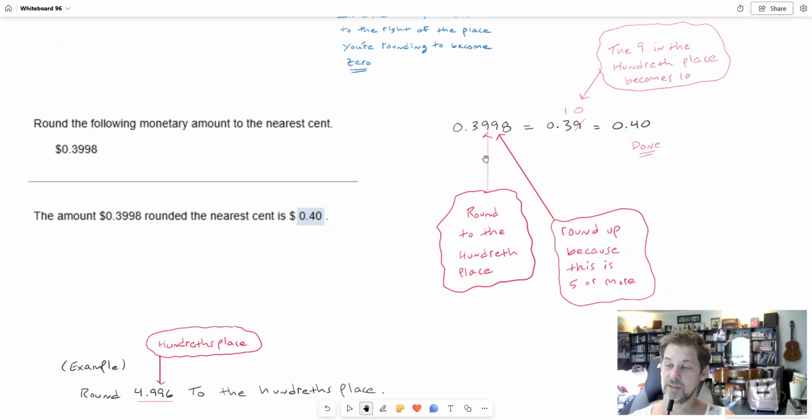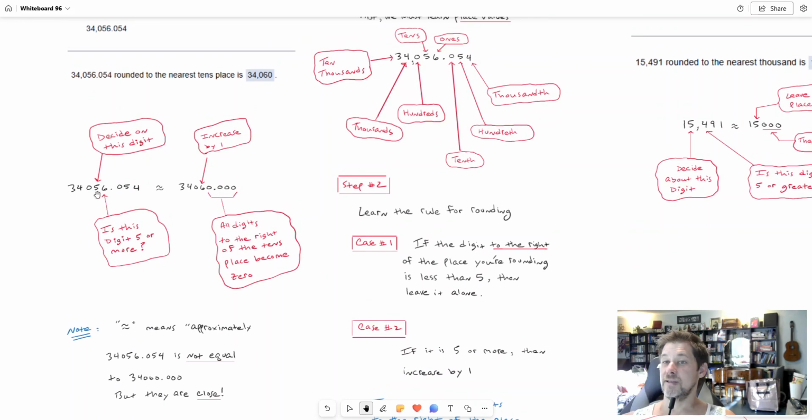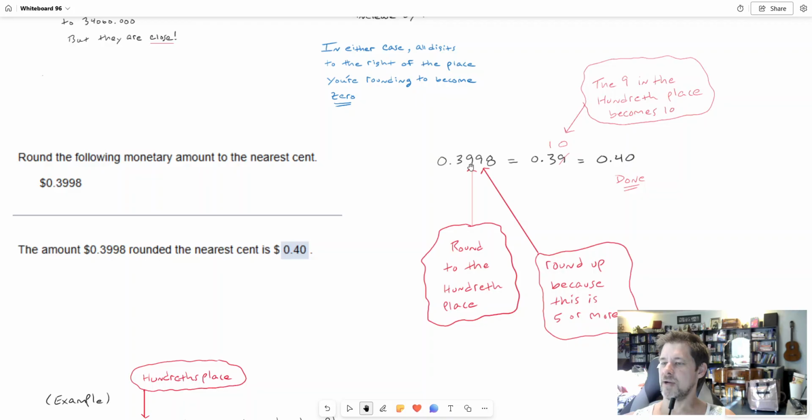Now, how did we decide that we would do that? I'll decide what I do with the 100th place based on the digit just to the right. If that digit just to the right is 5 or more, I increase the digit in the 100th place by 1. But what's different about this problem? Can you see that? Here, if I increase the digit in the tens place by 1, it goes from being a 5 to whatever 5 plus 1 is, which is 6. But in this case, what do I get if I increase 9 by 1? I get 10, and the 10 doesn't fit in that spot.